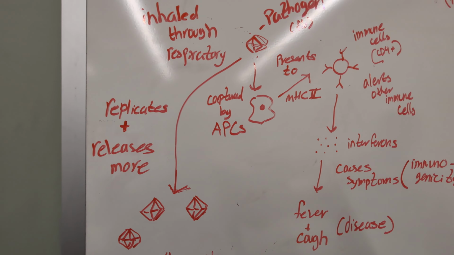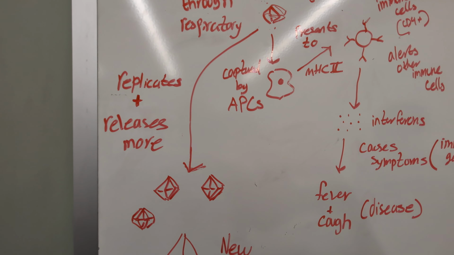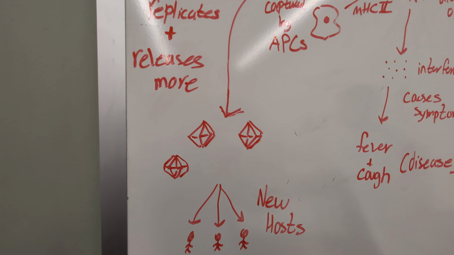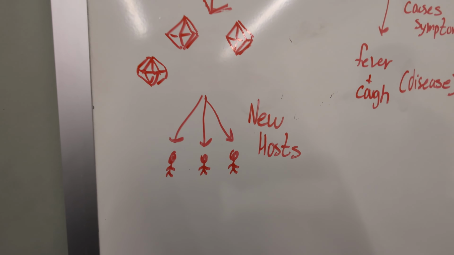In the other pathway over here, as it replicates, through coughing and other means, it can be released back into the air and affect new hosts.